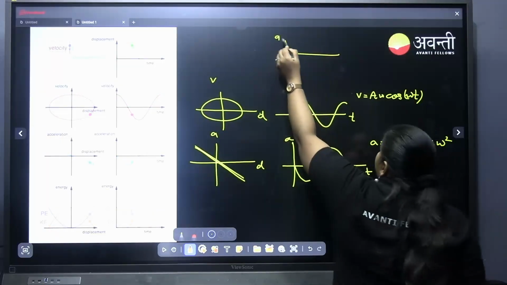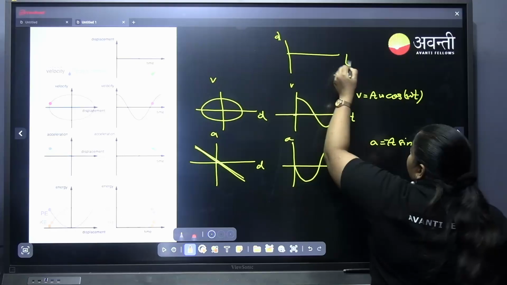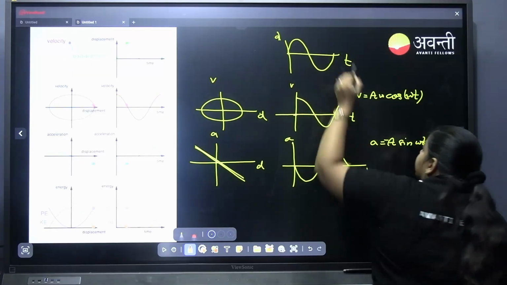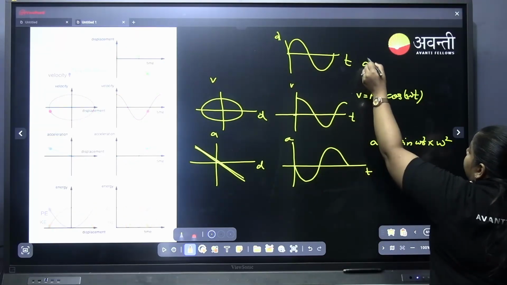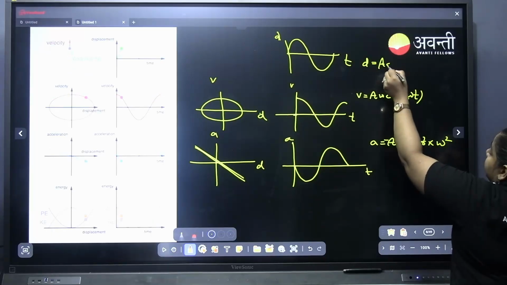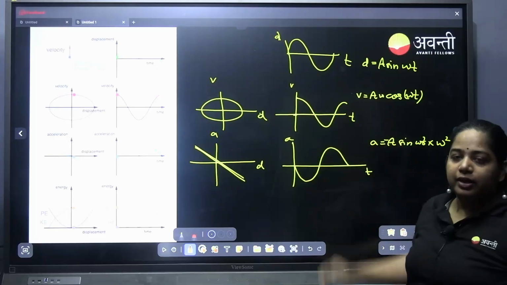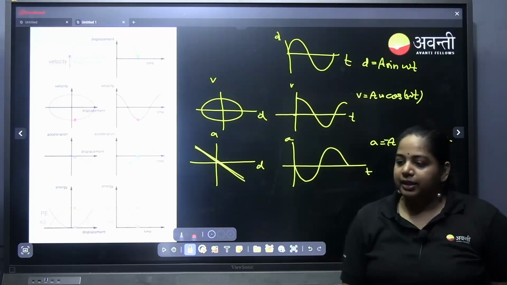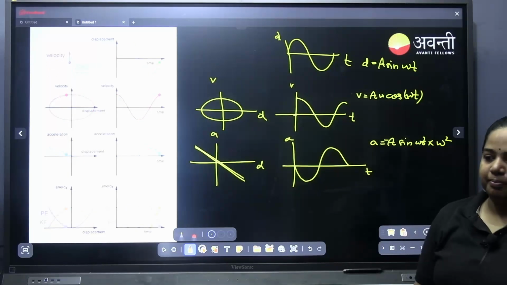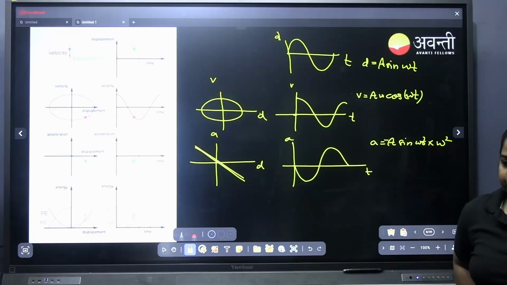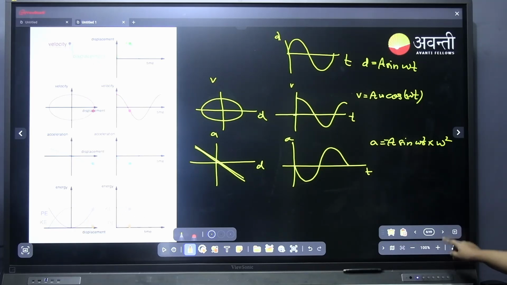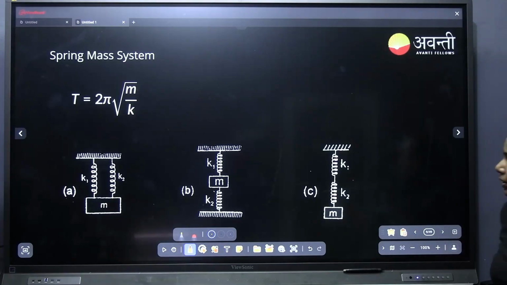Displacement versus time, which will be like this, a normal sine graph. d equal to A sin omega t. For this particular case, these are the graphs. Is there any doubt? Okay, then we can move on to the next topic.